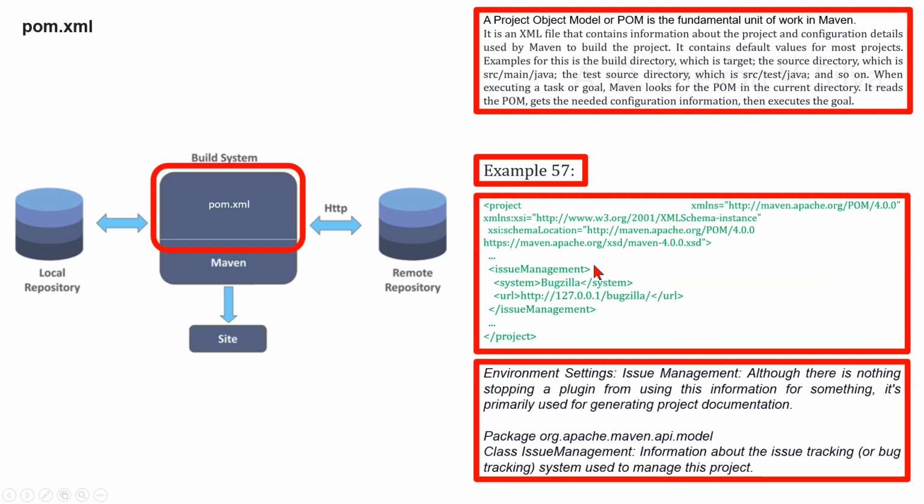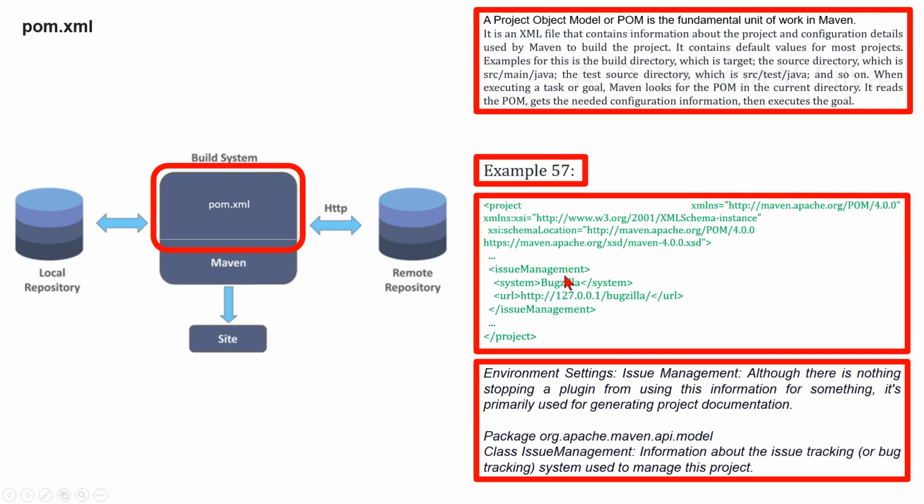Now we are considering issue management in environment settings. Although there is nothing stopping the plugin from using this information for something, it's primarily used for generating project documentation. This defines the class with regarding API, the class IssueManagement in package apache.maven.api.model.